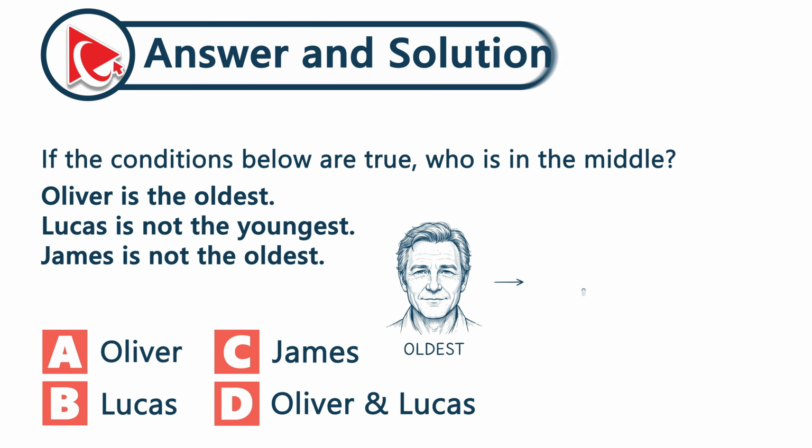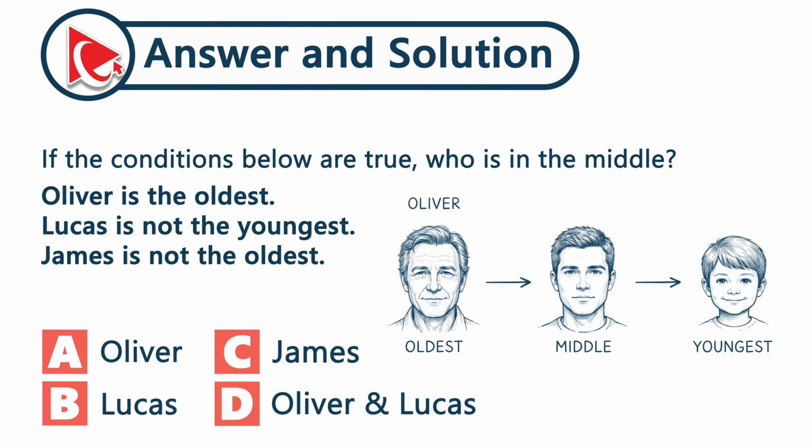The solution is very logical. Oliver is the oldest, Lucas is not the youngest, so Lucas must be in the middle, and James must be the youngest, and the correct answer here is choice B, Lucas.